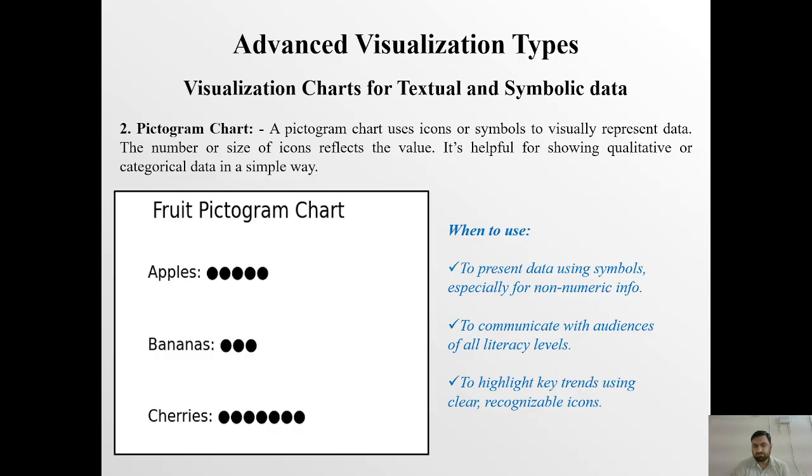Pictogram chart. It uses icons or symbols to represent data. The number or size of icons reflects the value. It's helpful for showing qualitative or categorical data in a simple way. As you can see in the picture, a fruit pictogram chart is shown: apples, bananas, and cherries.